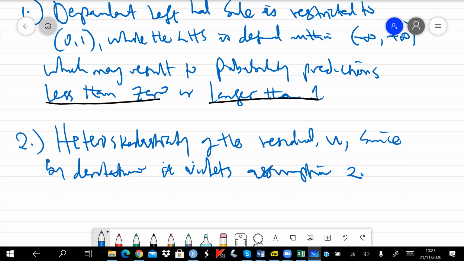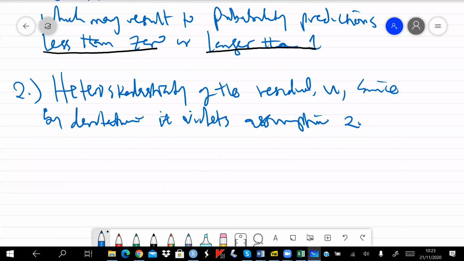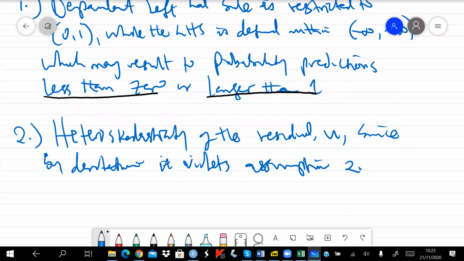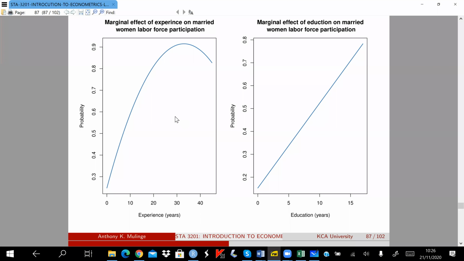So full stop. Then we can have an illustration of the marginal effect. We can have a graphical illustration to show the marginal effect of experience and education when the other variables are held constant. And then we'll see how the predicted probabilities might end up being larger than 1. So let's consider the following graphical presentation.